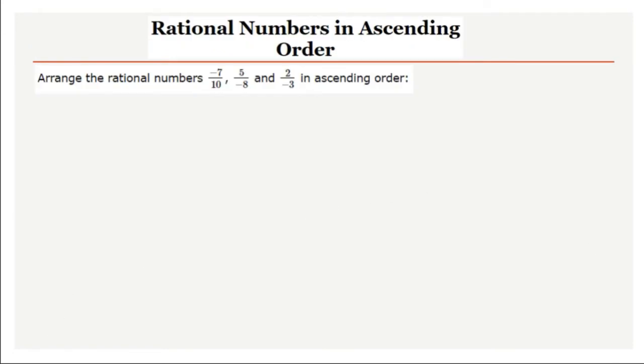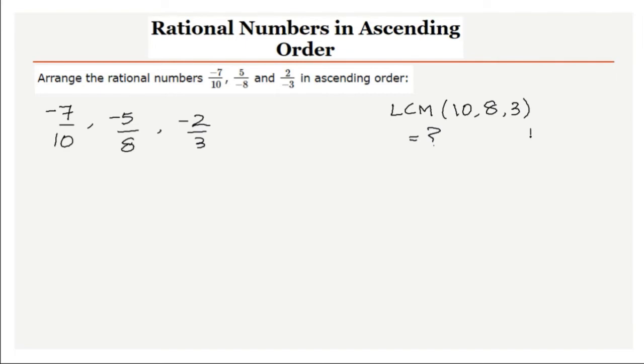Now we shall express the given rational numbers in ascending order. For that, I will rewrite the given set of rational numbers in this way: negative 7 by 10, negative 5 by 8, and negative 2 by 3. Now I require the least common multiple of the denominators 10, 8, and 3. To find that, I'll follow the prime factorization method.